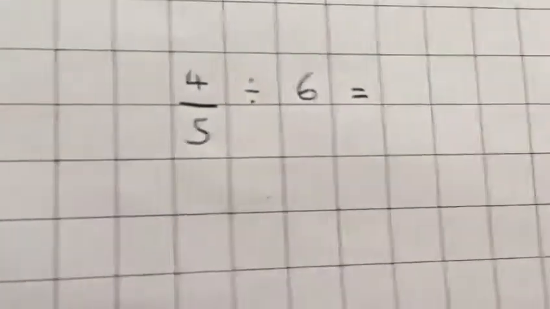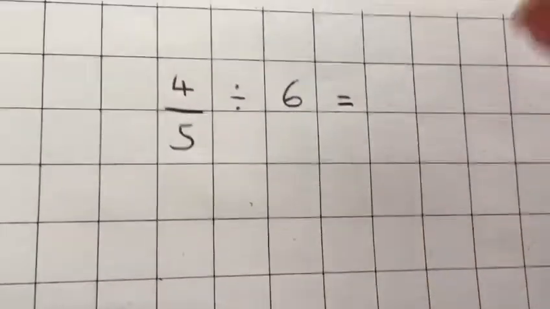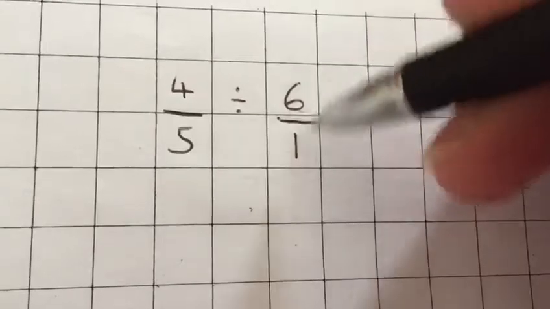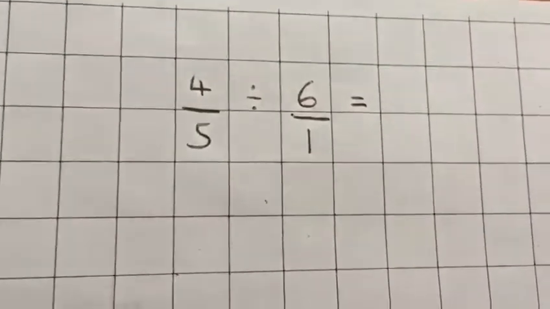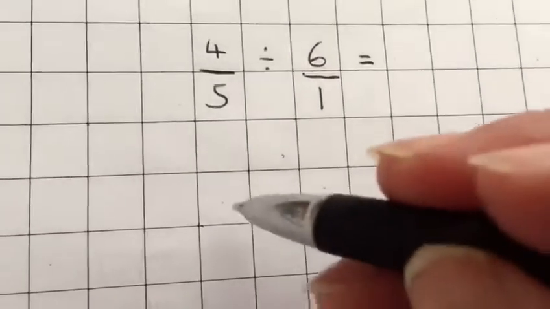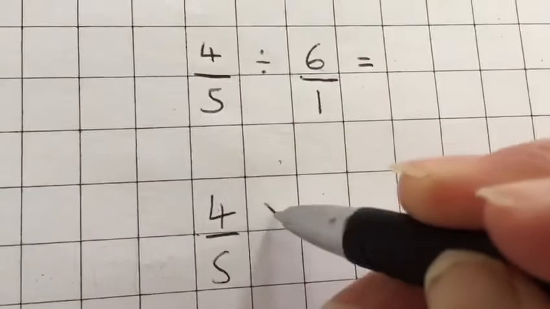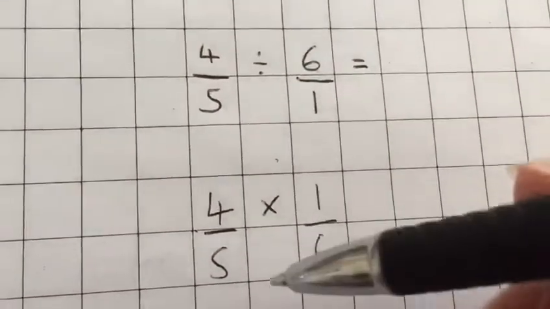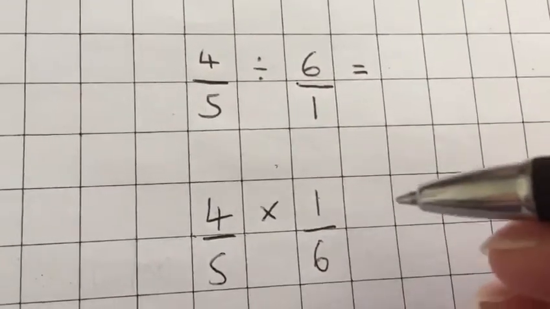So here's another example where we've got 4/5 and we're dividing it by 6. So we get our 6 and we put it over our 1 because we've got 6 whole ones, and then we need to do our times and our flipping step to get the next answer. So it's still 4/5, and now we're going to multiply it by 1 over 6, which means that 5 there is going to be split into those 6 pieces.